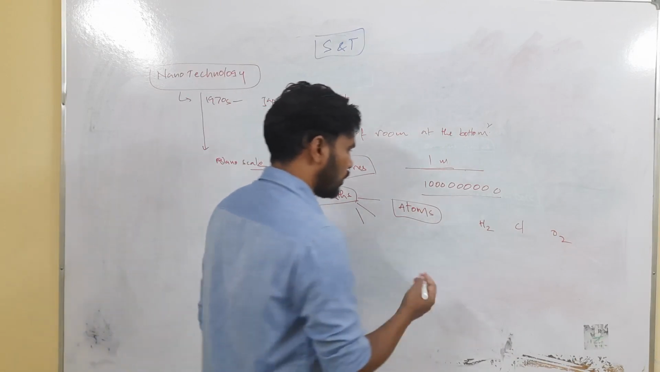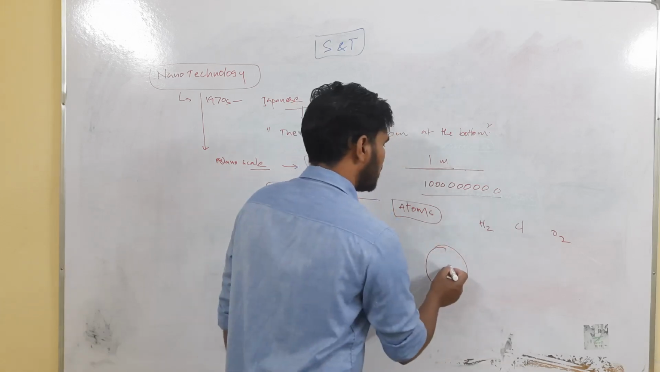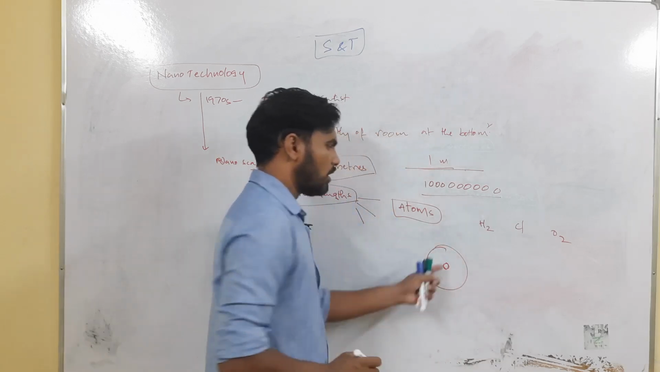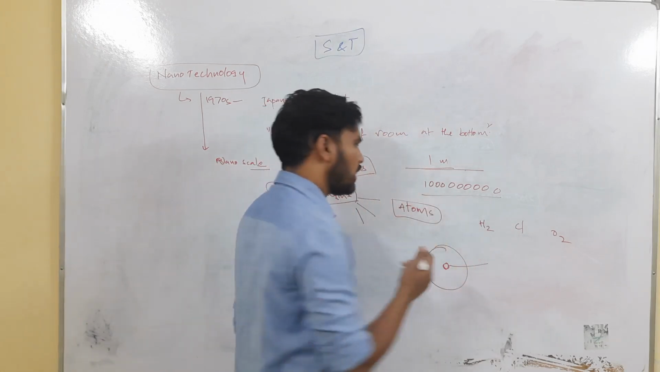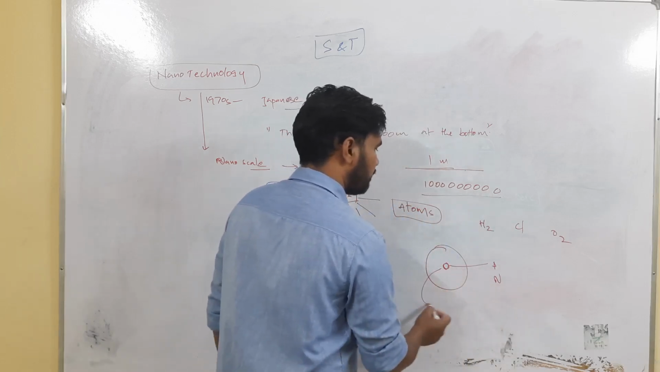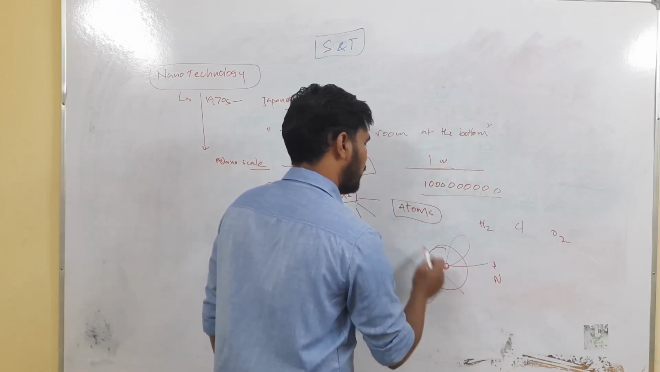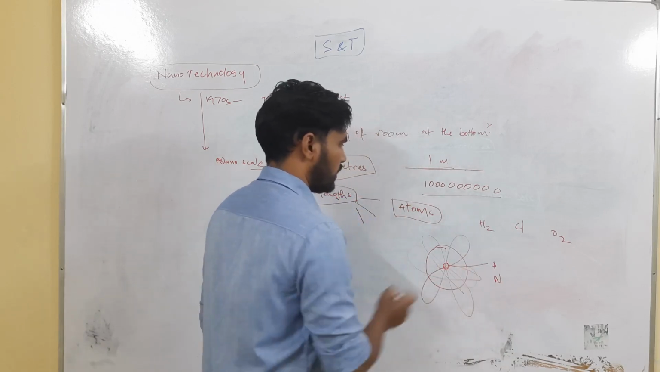So what is there in atoms generally? If this is an atom, there will be a center, also called the nucleus, in which two predominant particles will be there, protons and neutrons. Then surrounding them, electrons will be moving around.